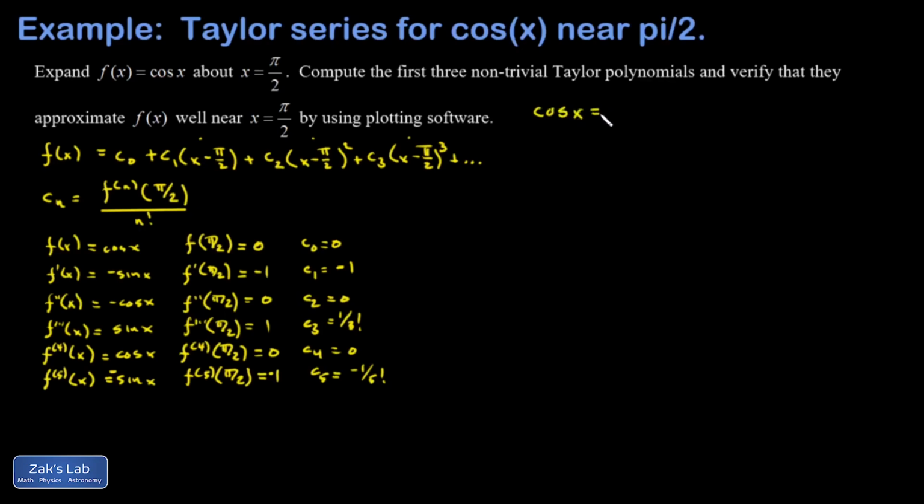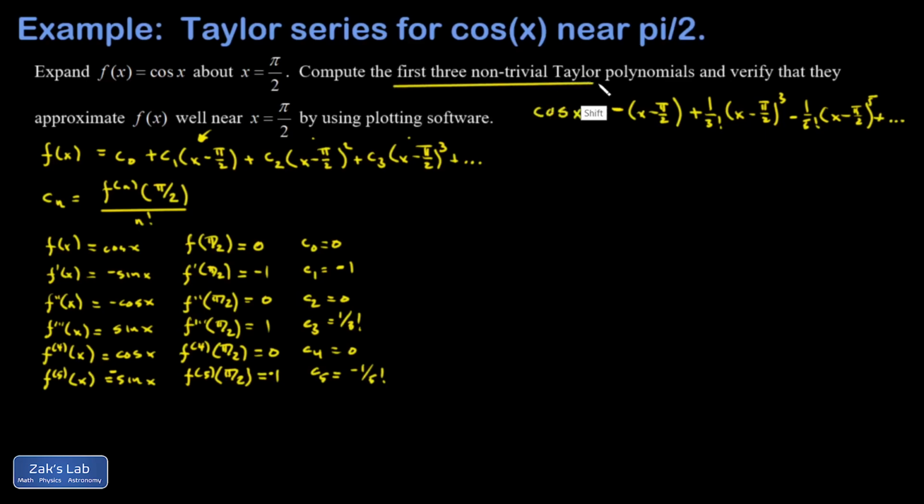Cosine x is equal to negative 1, and I'm looking at this term right now, negative 1 is c_1, times x minus pi over 2. The next surviving term is c_3, so I have plus 1 over 3 factorial times x minus pi over 2 cubed, and then minus 1 over 5 factorial times x minus pi over 2 to the fifth, plus dot dot dot.